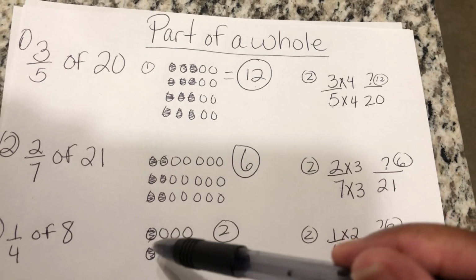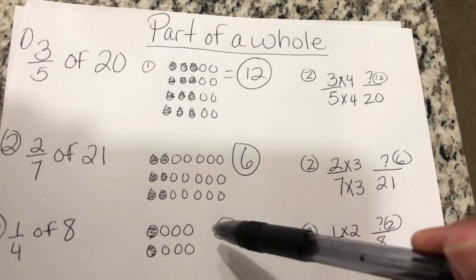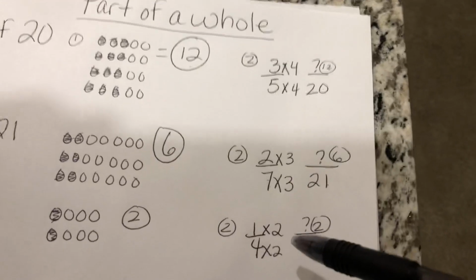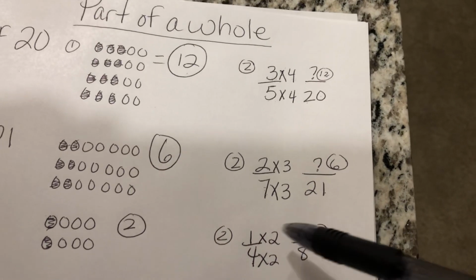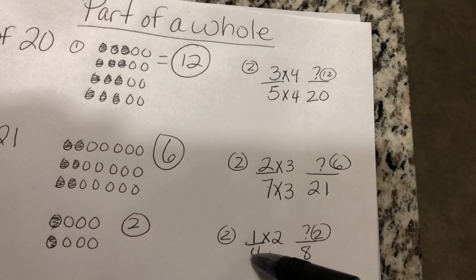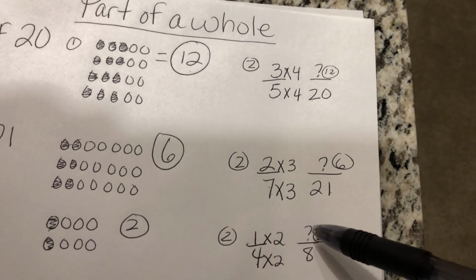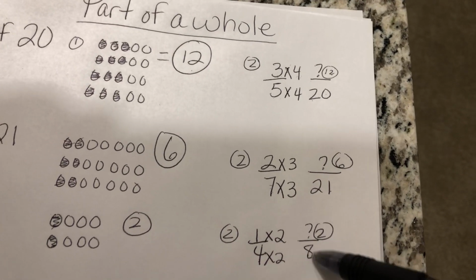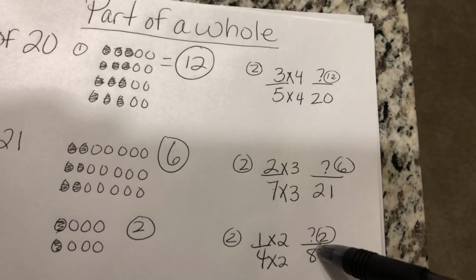And with the visual, we see we shaded in 2. So our answer here is 2. 1/4 of 8 is 2. Come over here. I'll talk about this process once more. 1/4. I'm going to write a new fraction, but my numerator is unknown. My denominator is 8. It is whatever your whole number is.